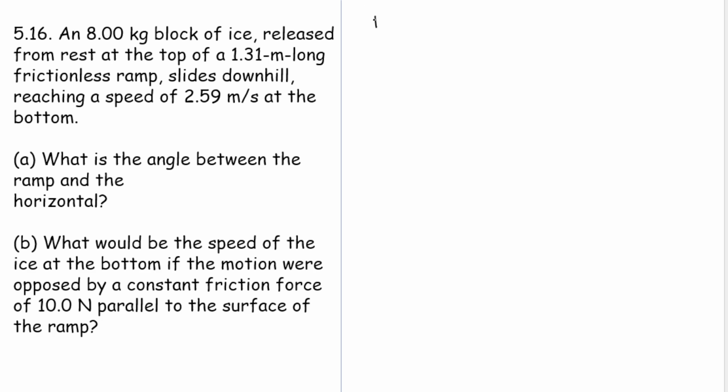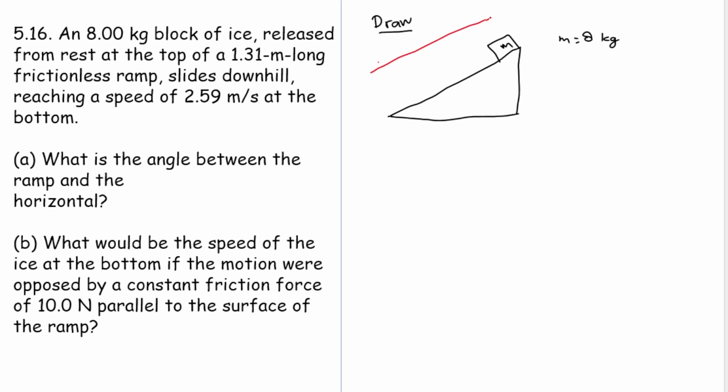Maybe let's draw the situation first. So we have a hill here, which is frictionless. Then we have the ice, which has mass m, and m is 8 kilograms, right? And the ramp is 1.31 meters long.